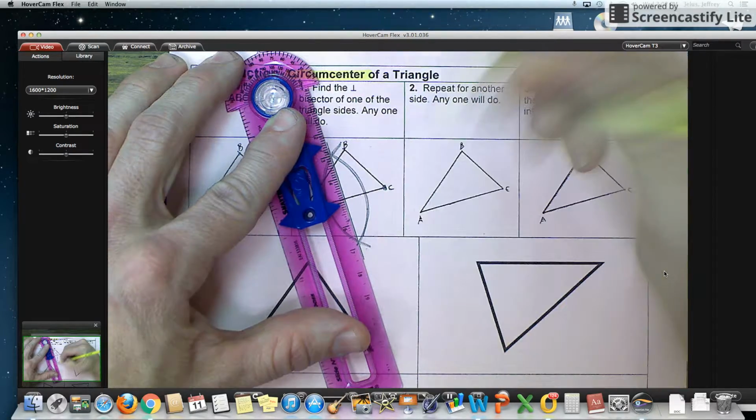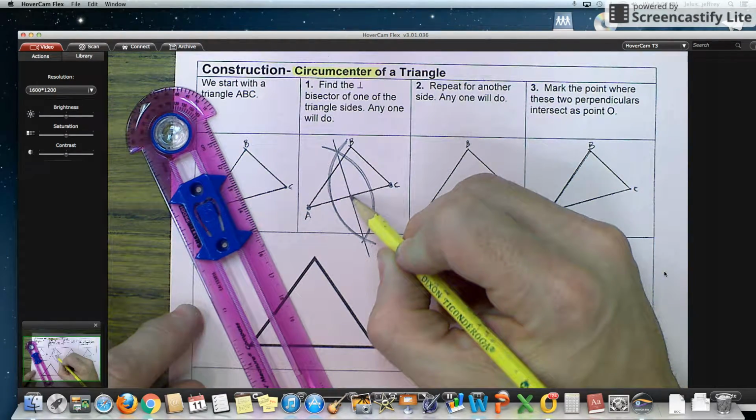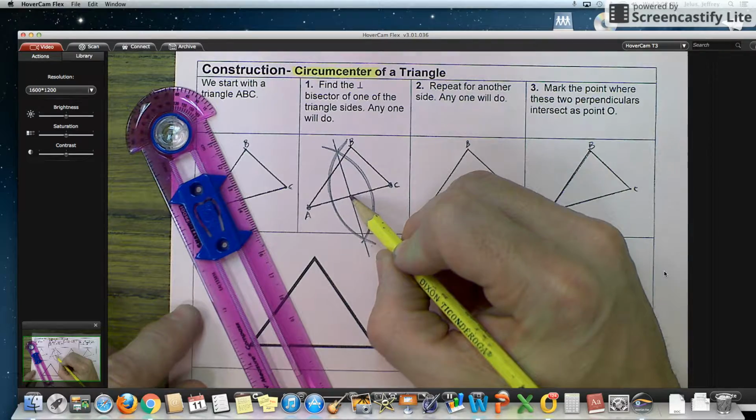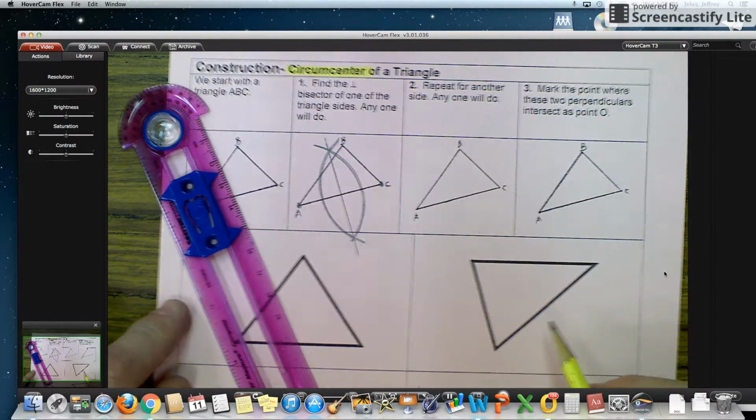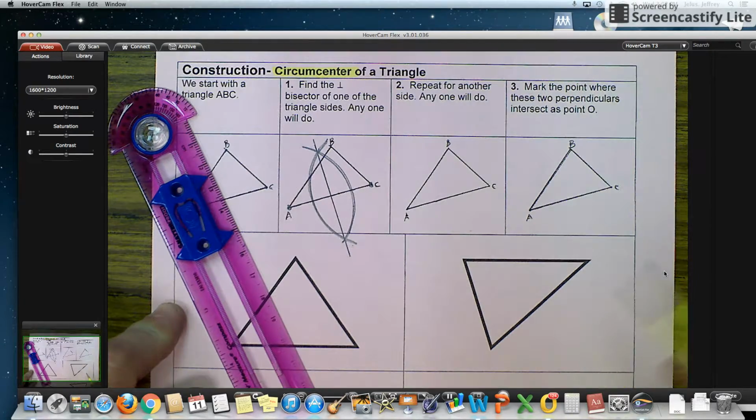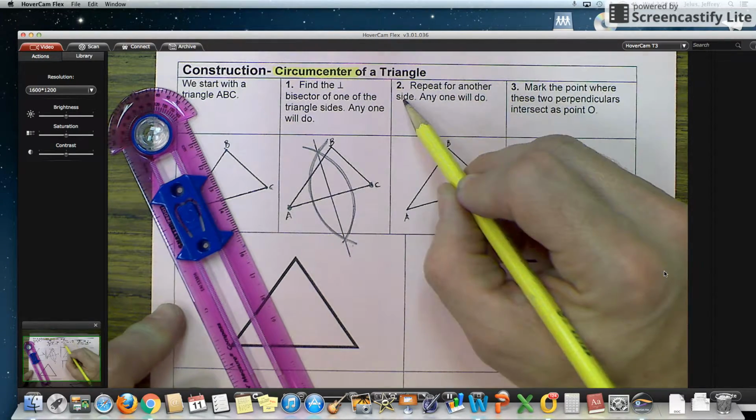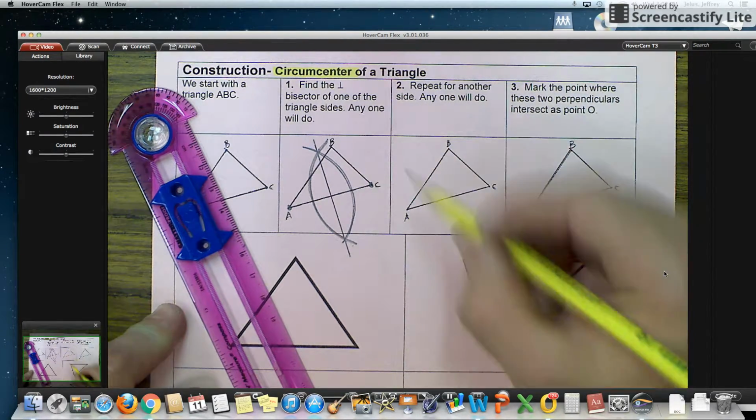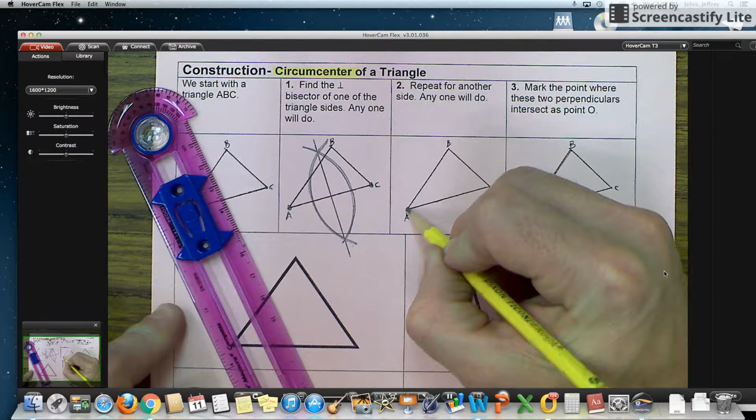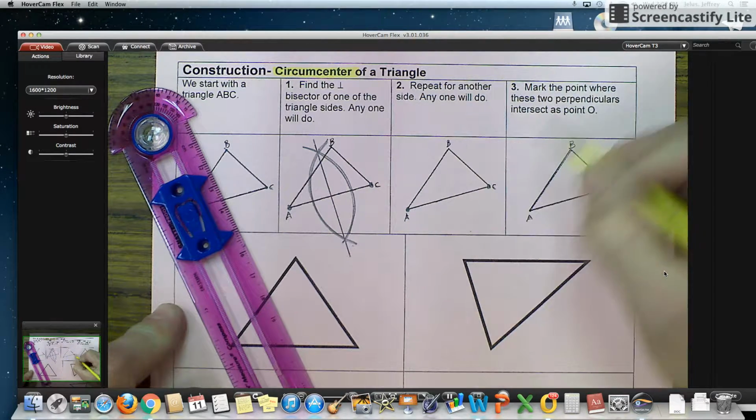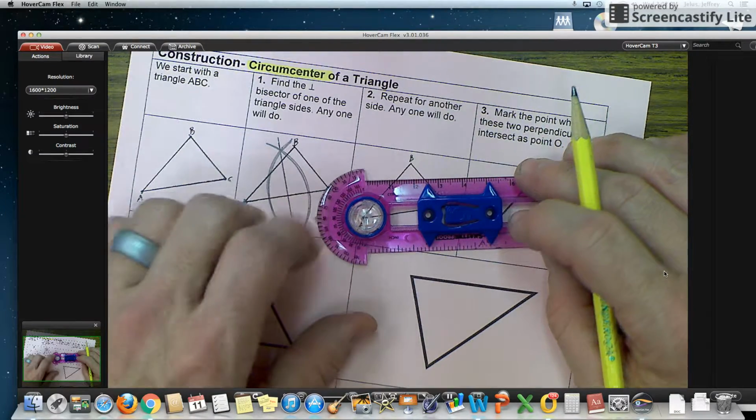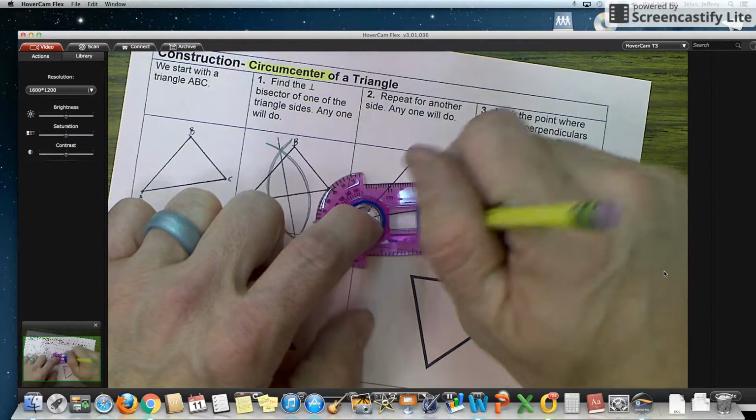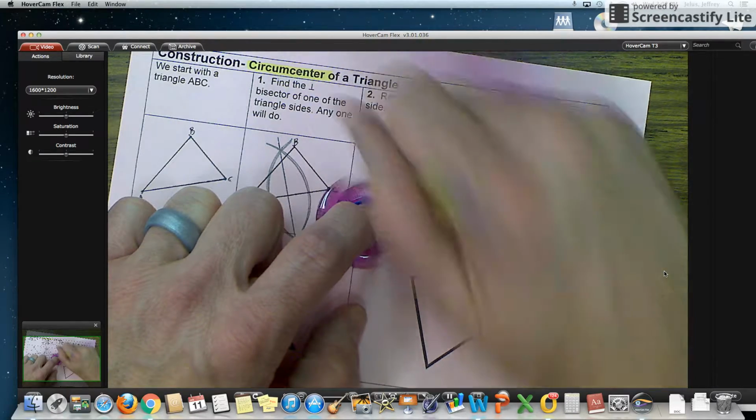Those two points there, we actually have our midpoint, but we're not looking for the midpoint right here in our perpendicular bisector. The next step says to repeat for another side. Any one will do. So what I want you to do is draw the second perpendicular bisector right here, the same one, using the same size. Don't change your size for the second one.